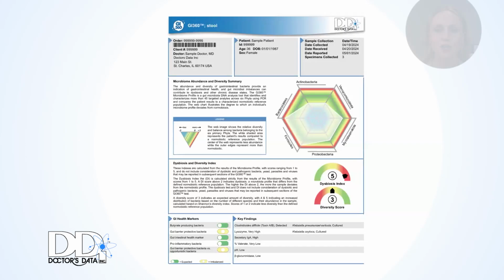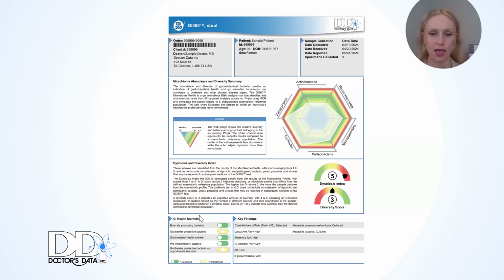Right. Okay. So the first section is that web there, and that includes the bacteria that we were talking about. So that is that focused over 300 bacterial species that is associated with abundance and diversity. So these bacteria we want in the human colon, but we want them in a certain value. And that's the same thing for the dysbiosis index and the diversity score. That is the same data subset. Then the next section we have is the GI health markers and then the key findings.